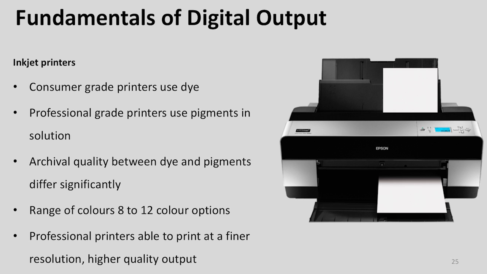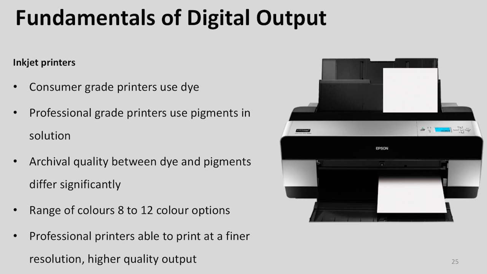But inkjet printers have quite a bit of difference between the professional grade inkjet and the consumer grade. Consumer grade printers use a dye, whereas professional grade printers use pigments, exquisitely fine pigments in solution. The difference between these two print mediums is the archivability. The pigment is a much more stable and archival quality. The professional printers have a larger range of colours, between 8 and 12 colour options, and professional printers are also able to print at a finer resolution, which provides a higher quality output.